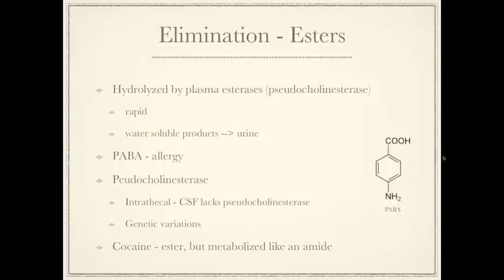Cocaine is one special exception. It is an ester. However, it is metabolized like an amide in the liver, and some cocaine is actually excreted unmetabolized in the urine.